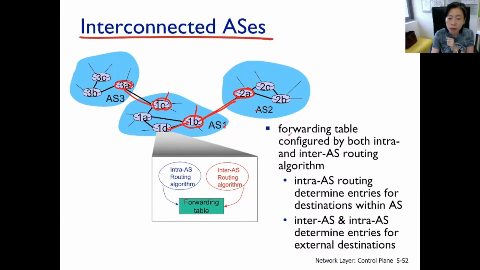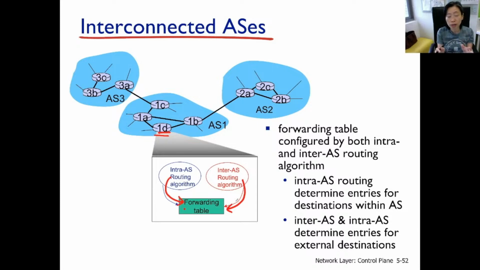Now, the focus of this slide is to talk about how would the forwarding table look like when we have two levels of routing running on the internet. Okay. Now, let me show you an example here. Okay. 1D is one of the routers existing on the internet. What's going to happen there is the forwarding table is not going to be just contributed from the intra-AS routing algorithm. It would also be contributed from the inter-AS routing algorithm.